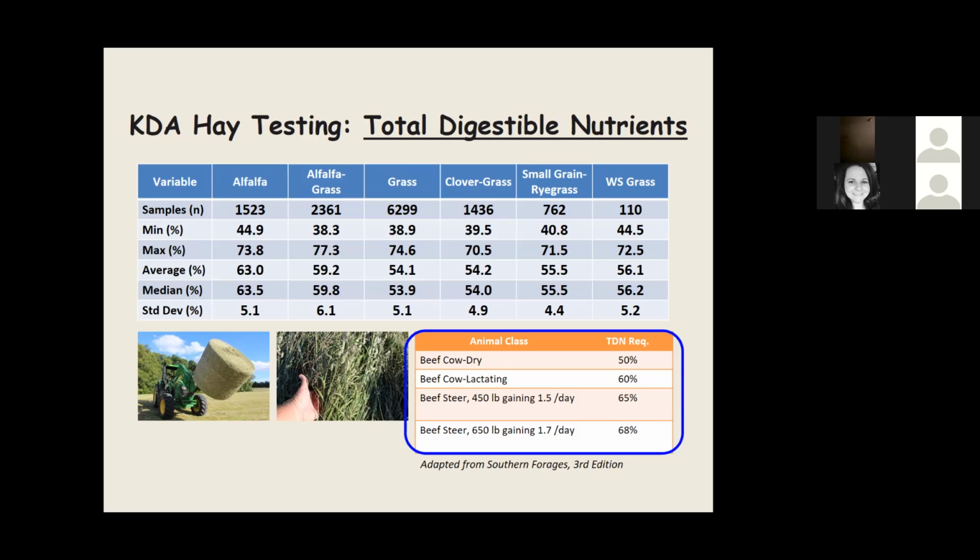So when we look across those averages, there's only one hay, that straight alfalfa, that is going to provide the amount of TDN for a cow that's lactating with a calf. And when we look at our performing animals, our young gaining animals, none of those hays in the average meet their nutrient requirements, but some of those in the maximum would meet those nutrient requirements. But again, that is a pre-bloom or pre-seed development forage harvested early to meet those nutritional needs.